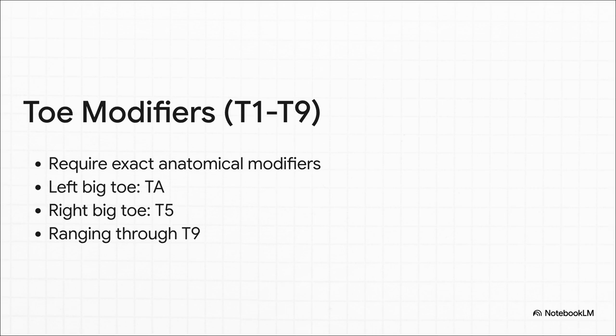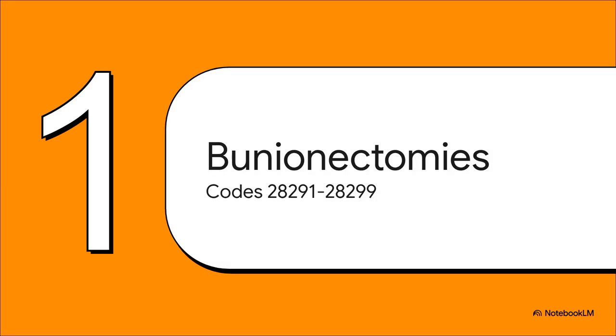For example, you're going to use the modifier TA for the left big toe, or maybe T5 for the right big toe, ranging all the way through T9. These T modifiers, they are your best friends in this section of the book. Do not forget them. All right, let's get into the heavy hitters.